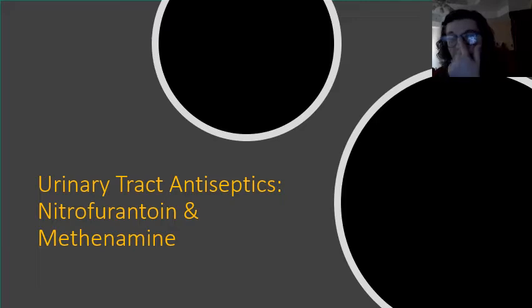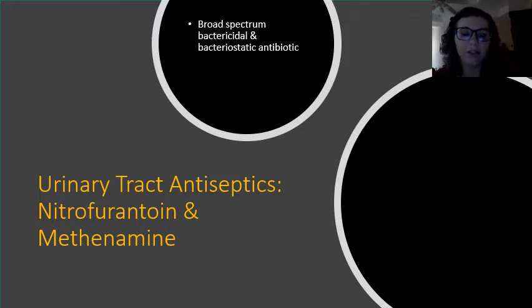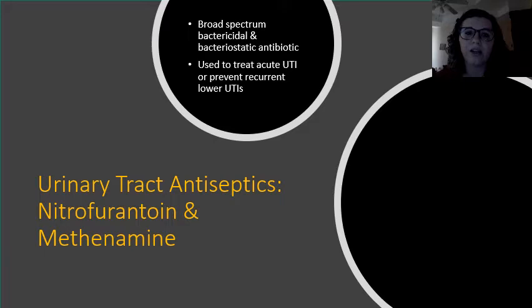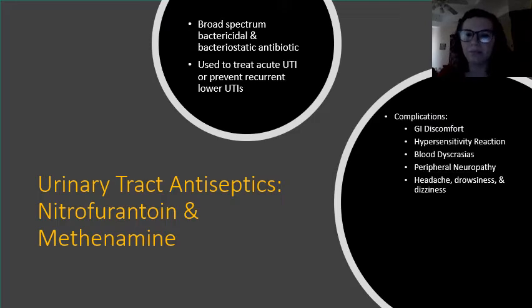The second type of medications used for UTIs are going to be urinary tract antiseptics. So these are bactericidal and bacteriostatic antibiotics used to treat acute UTIs or prevent recurrent lower UTIs. So these may be clients that are just generally prone to developing UTIs over and over and over. So they may be taking this kind of medication as a prophylactic to prevent that from happening.